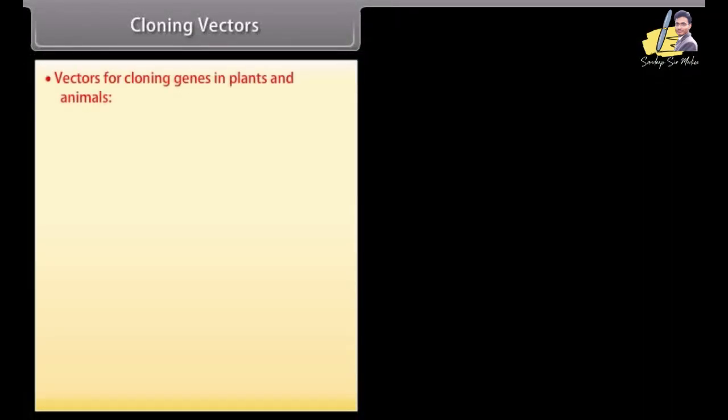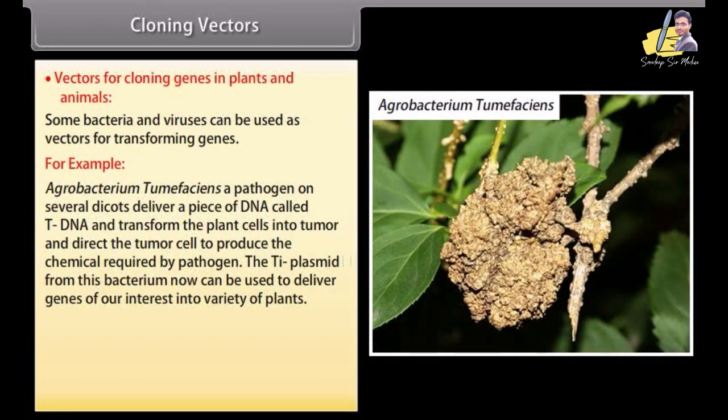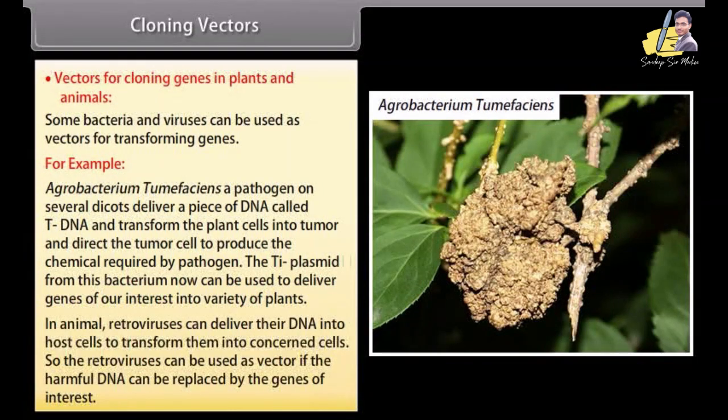Vectors for cloning genes in plants and animals. Some bacteria and viruses can be used as vectors for transferring genes. For example, Agrobacterium tumefaciens, a pathogen of several dicots, delivers a piece of DNA called T-DNA and transforms the plant cells into tumor cells and directs the tumor cells to produce the chemicals required by the pathogen. The plasmid from this bacterium can now be used to deliver genes of our interest into a variety of plants. In animals, retroviruses can deliver their DNA into host cells to transform them into cancerous cells. So, the retroviruses can be used as vectors if the harmful DNA can be replaced by the genes of interest.